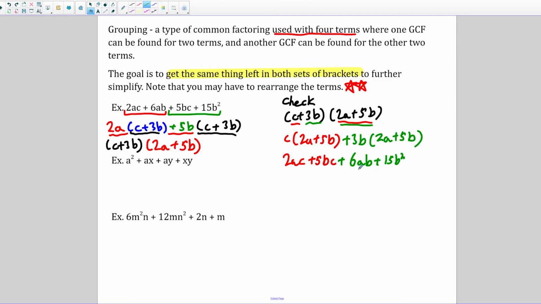Now, if we compare what we just got here to our original, we'll notice that we have exactly the same thing. The two middle terms are swapped, but that's okay. It doesn't matter what order you put these in because we end up with the same expression.